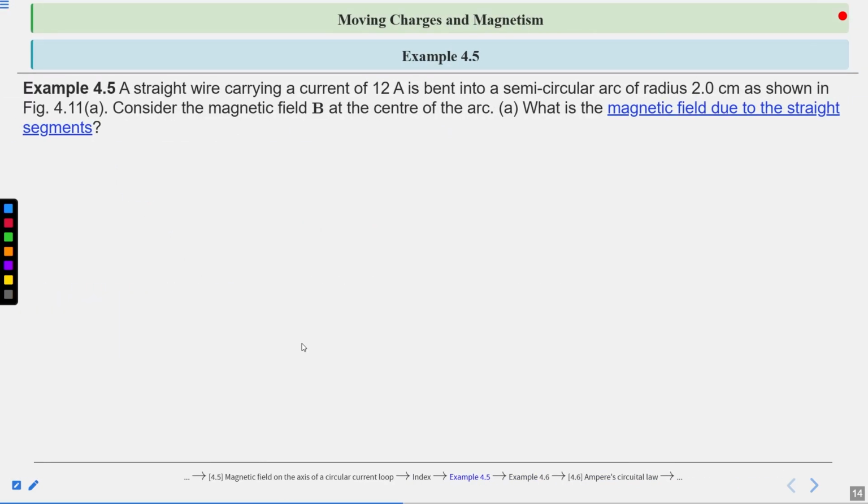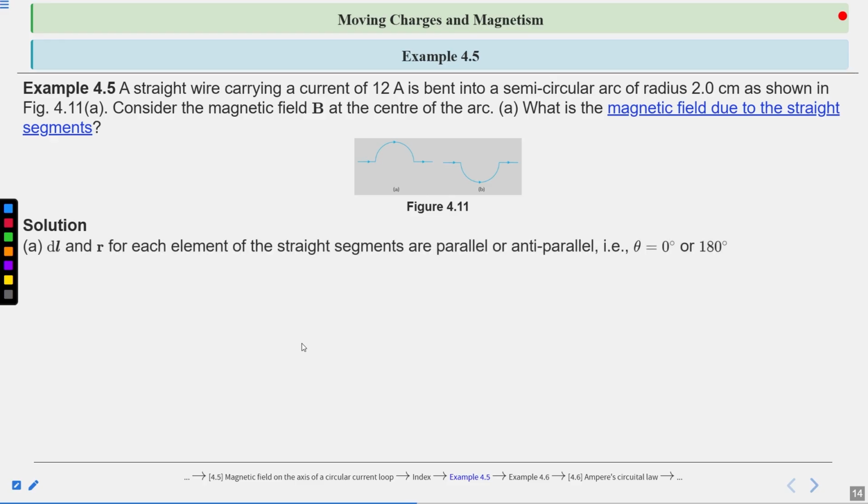Now example 4.5. A straight wire carrying current of 12 ampere is bent into a semicircular arc of radius 20 centimeter, as shown in figure 4.11a. Consider the magnetic field B at the center of the arc. What is the magnetic field due to the straight segments? So this is figure 4.11. We have to find the magnetic field due to the straight segments in the figure 4.11a part.